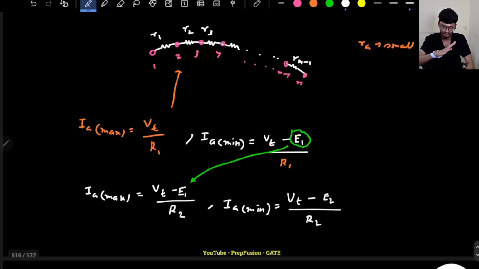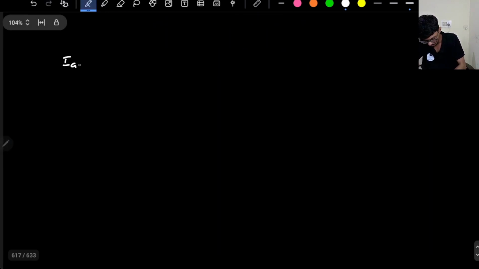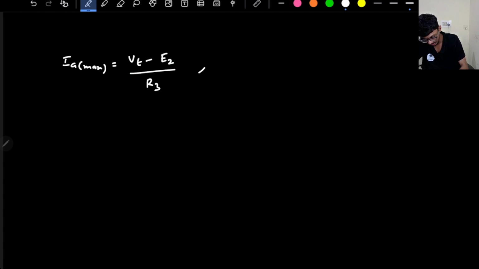IA maximum in the third position will be Vt minus E2 divided by R3, and again here the IA minimum will be Vt minus E3 divided by R3. So one thing I notice, so I will go along.